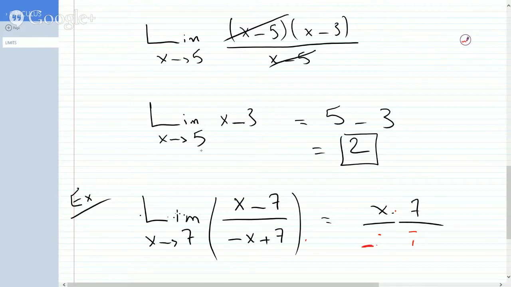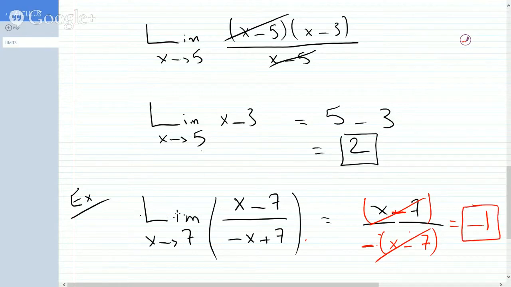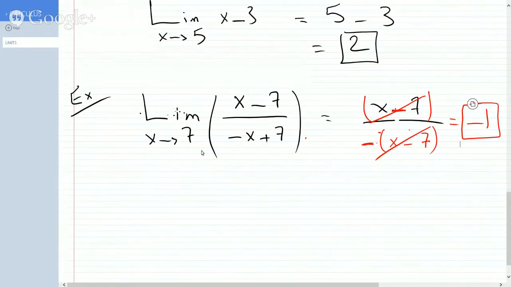So we get minus x minus 7. Do you understand why it's minus 7? And then here you have x minus 7. And now look what happens. So you get negative 1. So the limit will just be negative 1 because there's no more x to plug in 7. Okay, so those are examples.